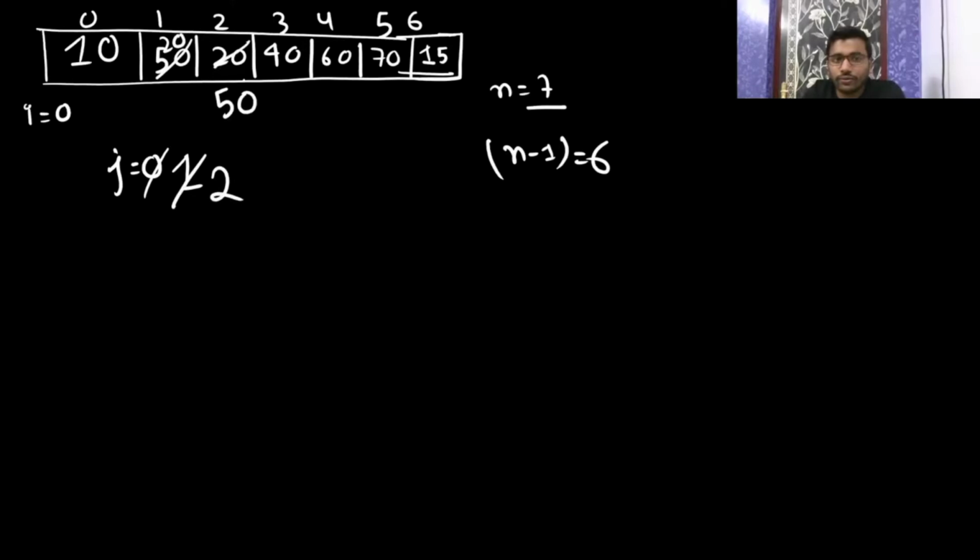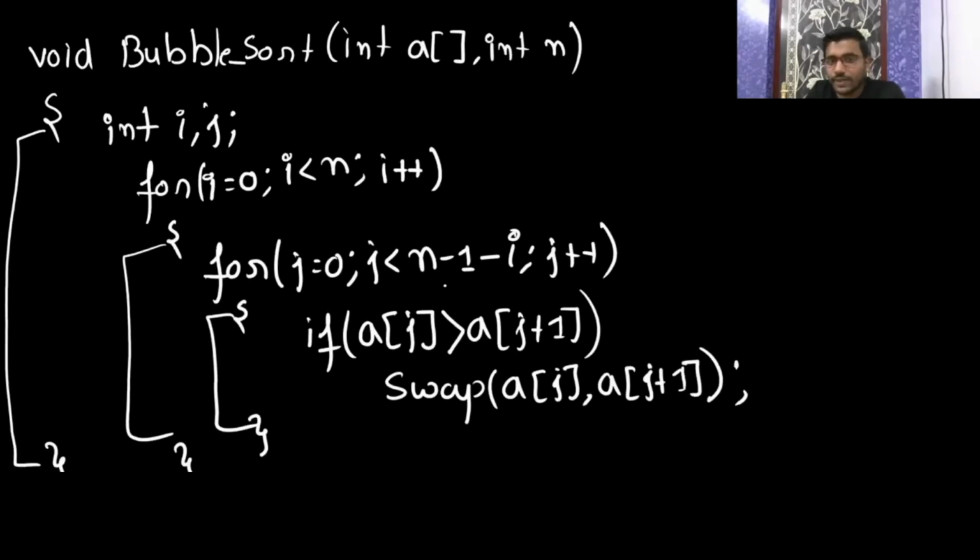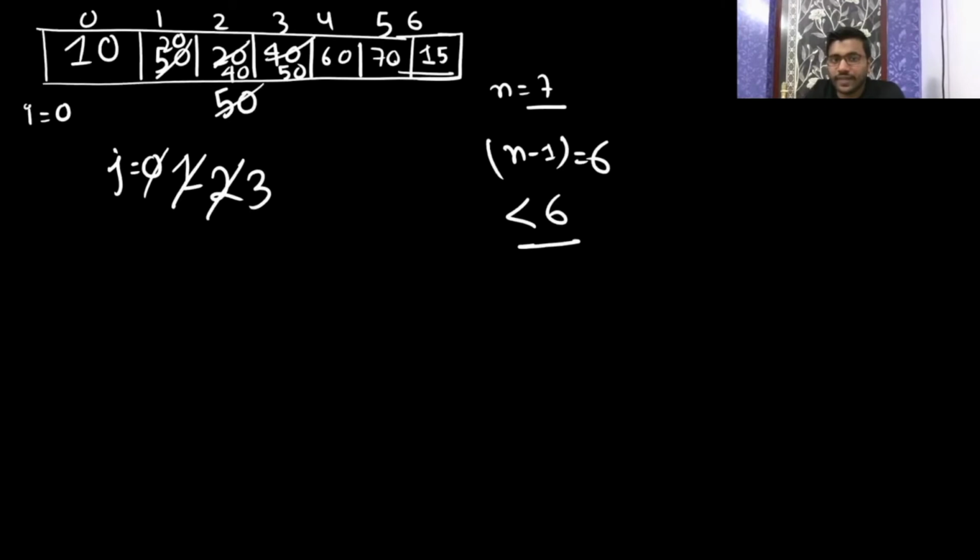Now j will be 2. Is 50 greater than 30? Yes, now swap. So here 40 will come, here 50 will come. Now 50, 60. So now j is 3. Is it greater? See, it should be smaller than 6. It should be smaller than n minus 1. It means still here you need to go.